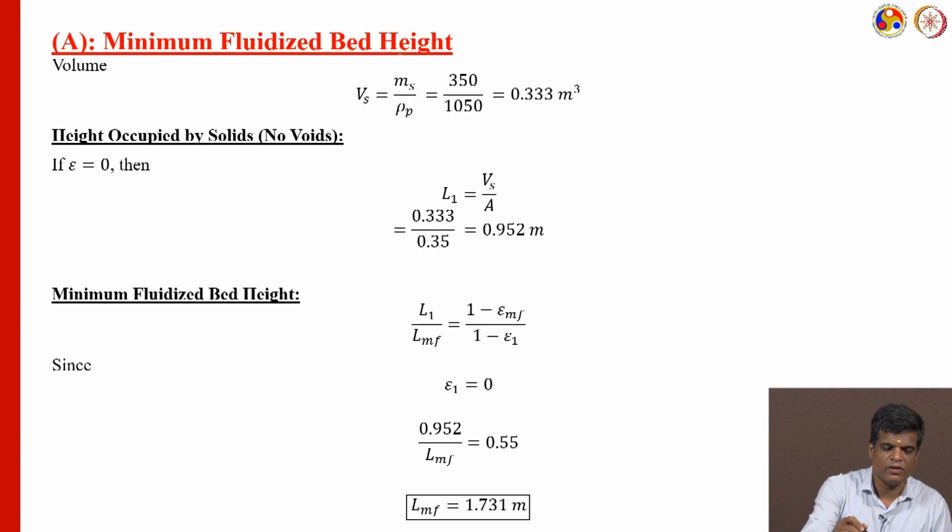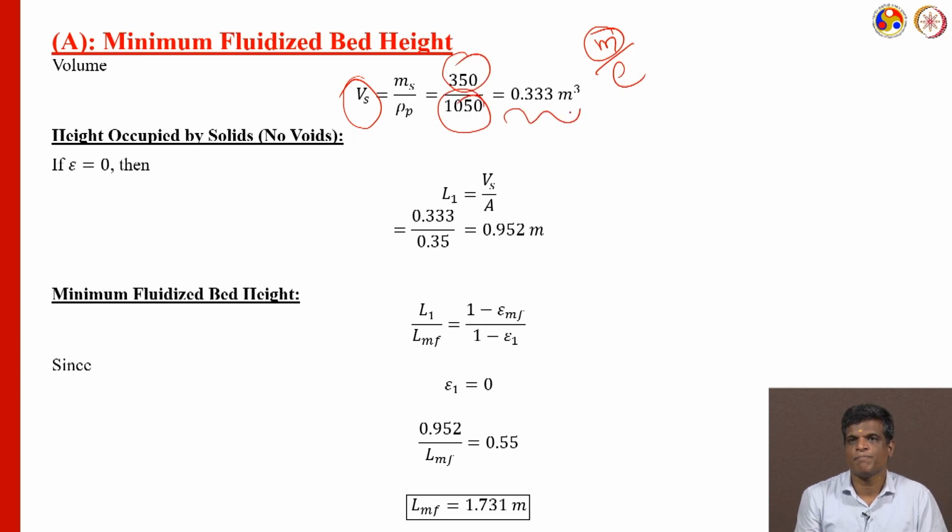Then the volume of solids, we always write V equal to M by rho. The mass of solids we know is 350 kg, then the density of the particle, we got the volume of solids 0.33 meter cube. If the height is completely occupied by the solids, then there is no void space, so we write the porosity as 0. If porosity is 0, then L1 equal to Vs by A. We already know the area of the reactor and the volume of solids, so we got the height 0.952.